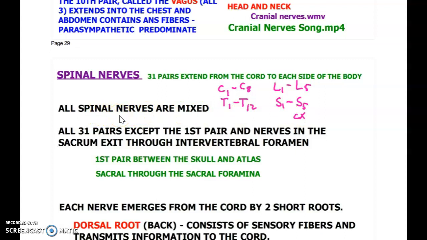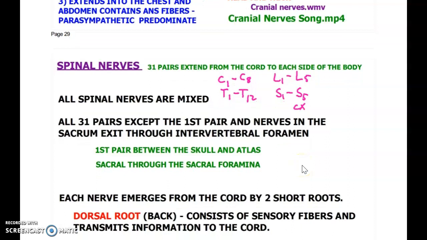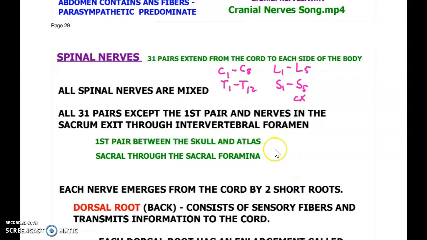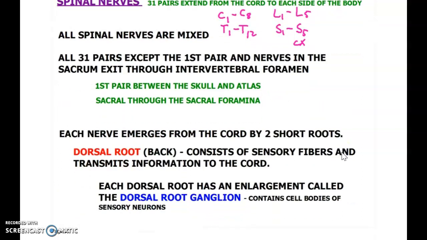All spinal nerves are mixed, and all 31 pairs, except for the first pair and the nerves in the sacrum, exit through, as I was saying a bit earlier, those intervertebral foramen. You have those in between the two different vertebral bones, as opposed to that vertebral canal that runs up through the middle, but on the sides. So the first pair goes between the skull and the atlas, and the sacral through the sacral foramina. That's the only exception in terms of passing through that intervertebral foramen.